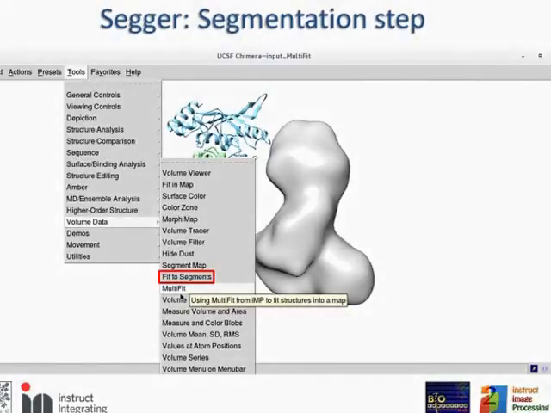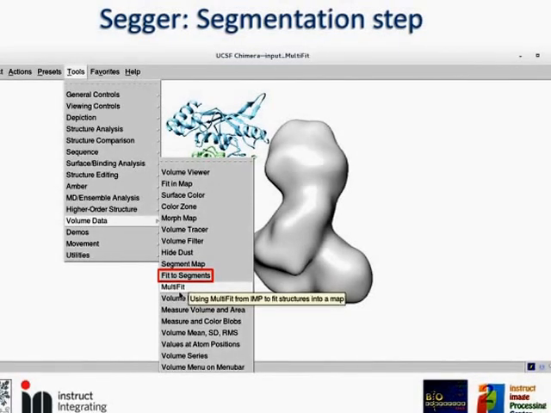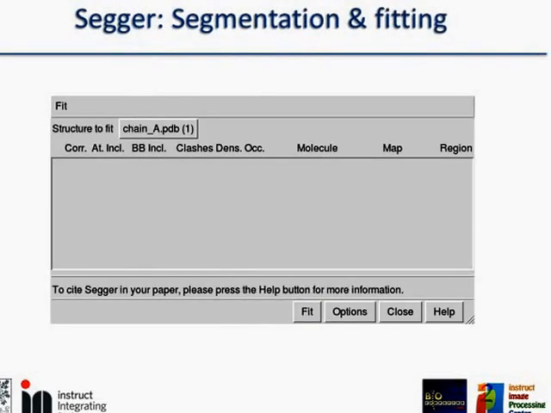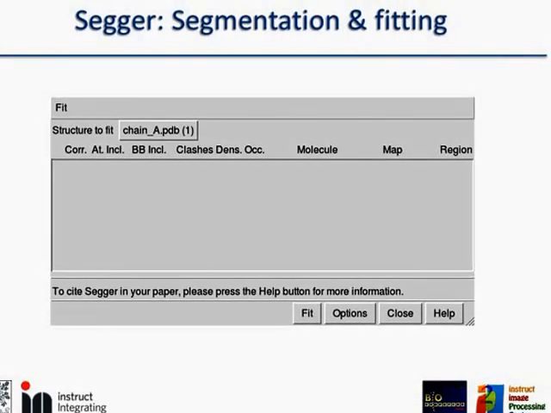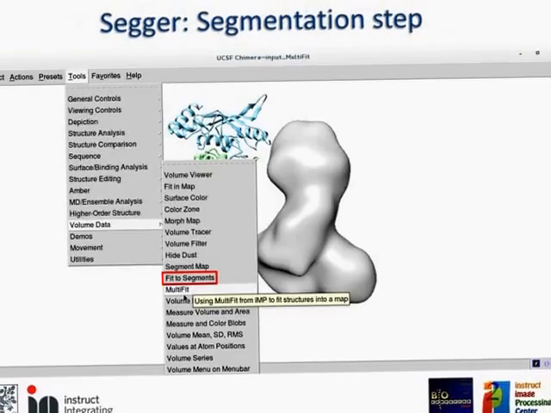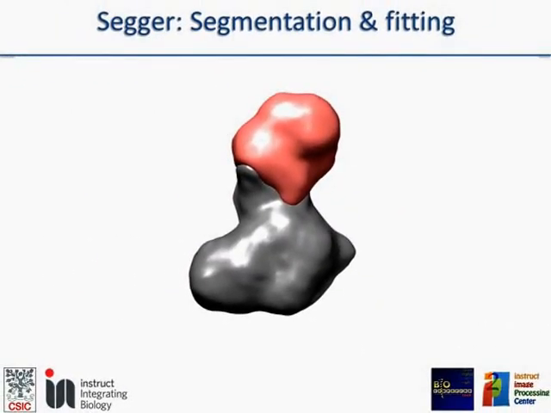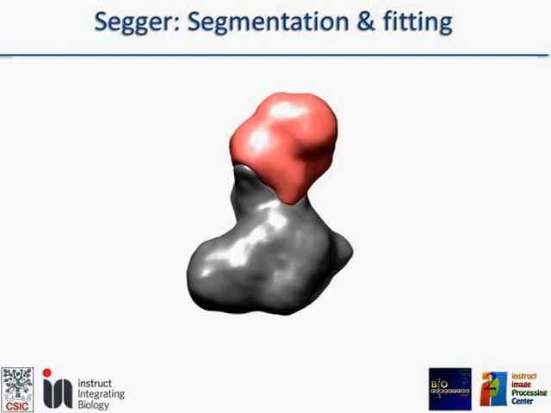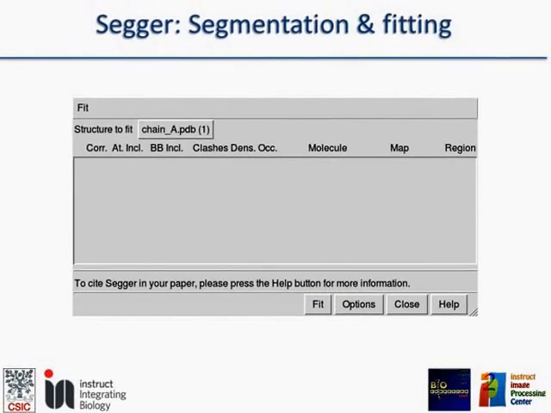So now if we go to tools, volume, data, and fit to segments, we can show the window for Segura. Here, what we have to choose first is one of the regions. The regions are selected on the viewer. We have to control and left click to select the region where I want to fit the structure. Once I have selected it, I have to select the structure that I want to fit to this region.